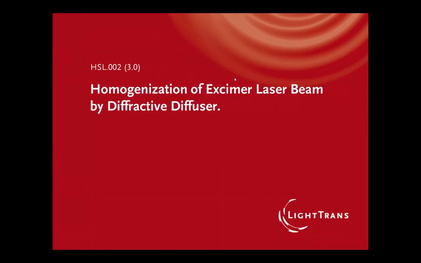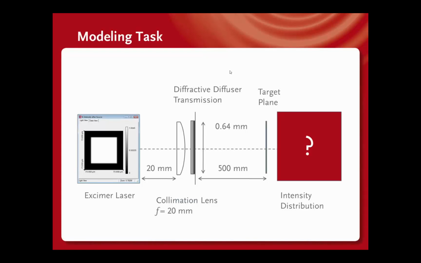Okay, now let's come to the next example, and this is the homogenization of, in this case, an Excimer laser beam by a diffractive diffuser element. I would like to mention that you can do the same homogenization for LED light, but I just want to show you that the same concept will work also for any Excimer laser beam.